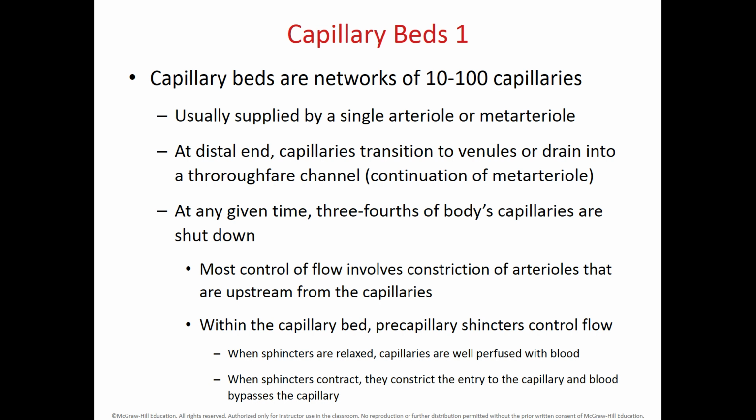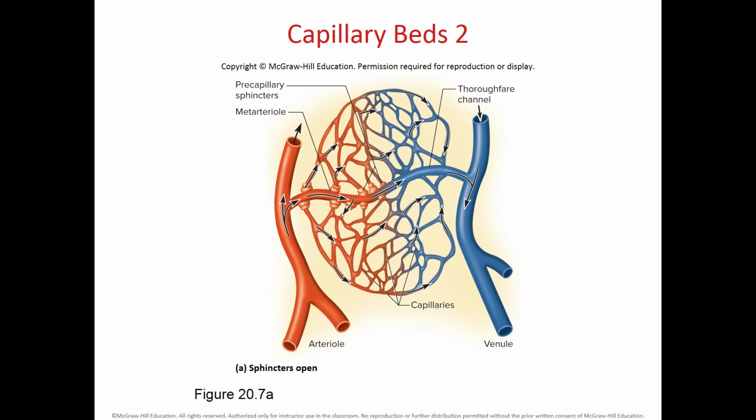Now within these capillary beds we have precapillary sphincters, or smooth muscle cells, that can contract or relax to prevent blood flow into these capillary beds or to allow more blood flow to happen within them.